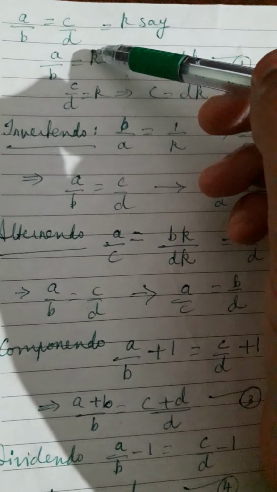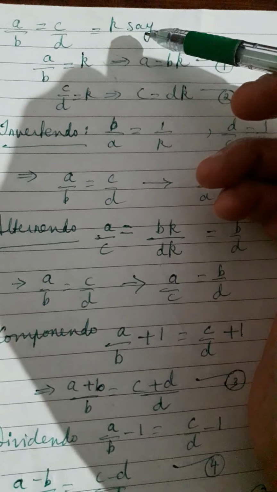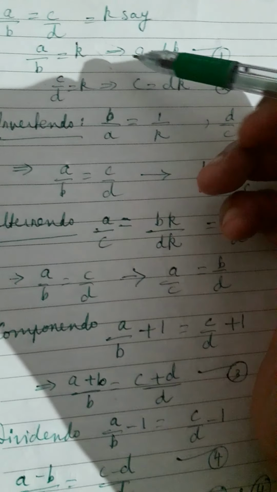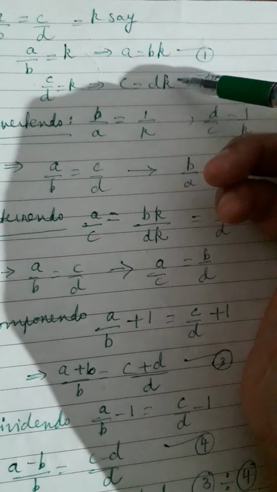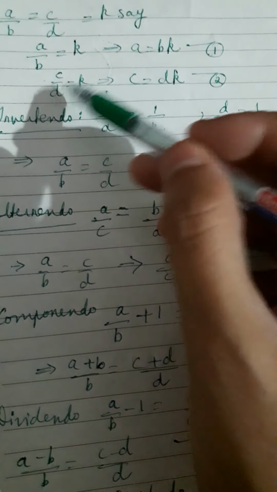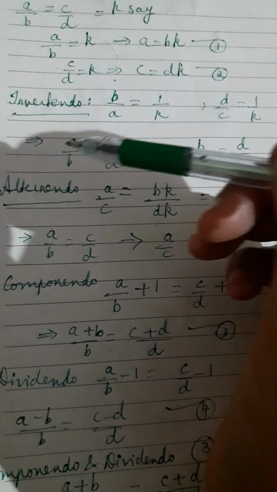Okay, given a by b is equal to c by d, let us say it is equal to some value k. So what is it? A by b is equal to k, or you can say a is equal to bk. Call it as equation 1. C by d is equal to k, which implies c is equal to dk. Call it as equation 2.